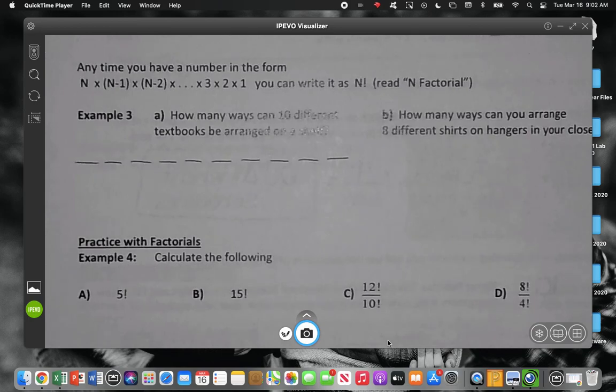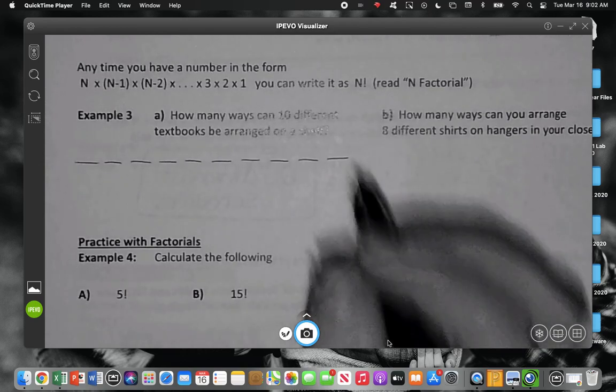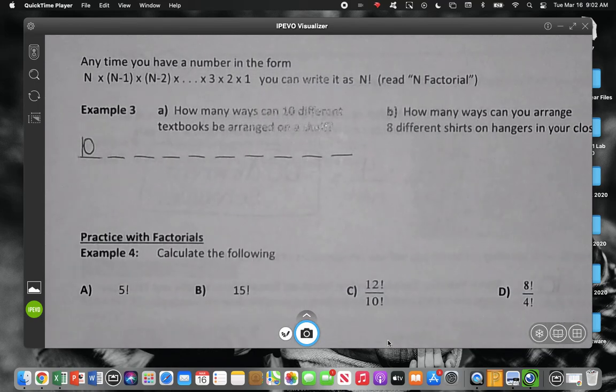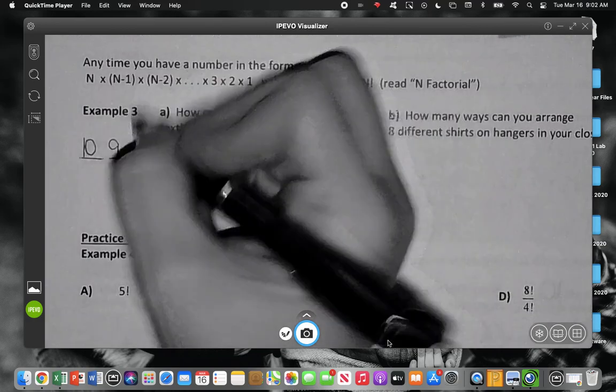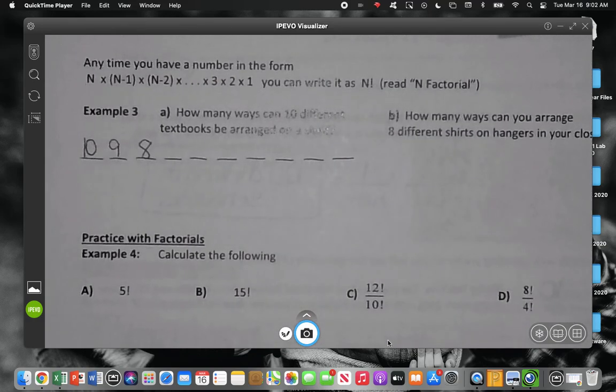All right, so if I have 10 books and I'm going to arrange them, how many choices do I have for the first spot? All right, I have 10, but that one, that book is staying. So then how many choices do I have for the second one? All right, so then that book is staying. So how many books do I have to choose from for the third spot? All right, then what do you think is going to happen?